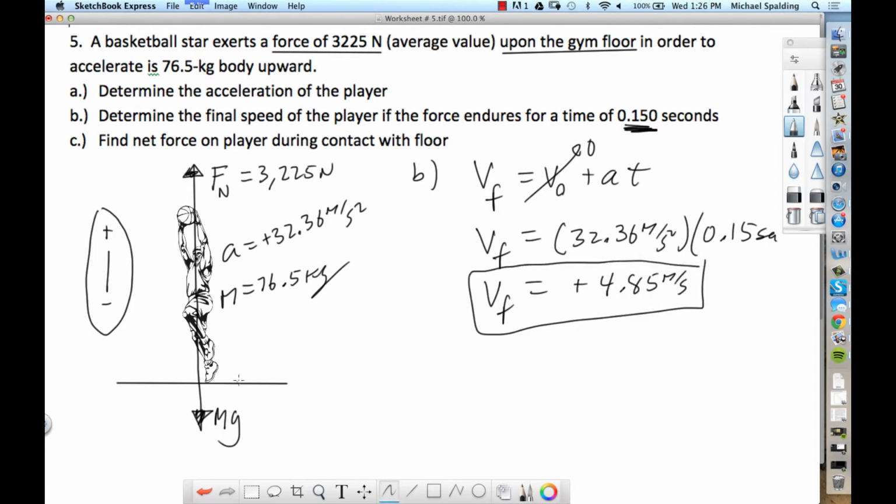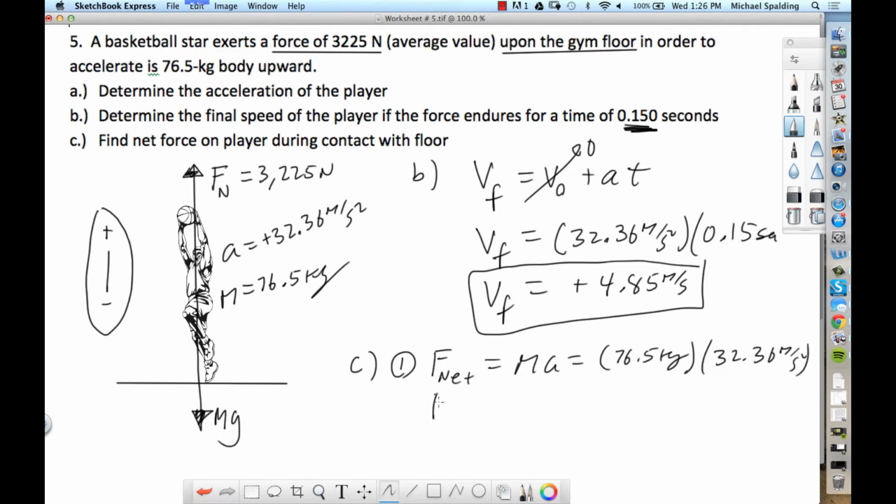And then the last question, what's the net force? There are two ways you could do it. The first possible way to find the net force is you could simply go F net equals what? ma. So that's 76.5 kilograms times his acceleration of 32.36 meters per second squared. Remember, net means total. That gives a net force of 2,475.3.